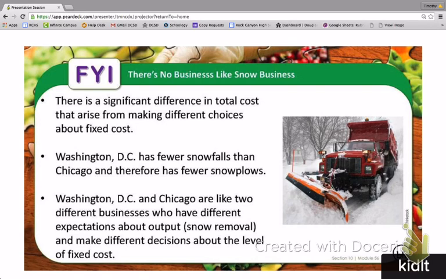Here's another example. There's a significant difference in total costs that arise from making different choices about fixed costs. Washington, D.C. has fewer snowplows than Chicago because it has fewer snowfalls. Washington, D.C. and Chicago are like two different businesses who have different expectations about output, meaning snow removal, and therefore they make different decisions about the level of fixed cost and how many snow plows they will have.